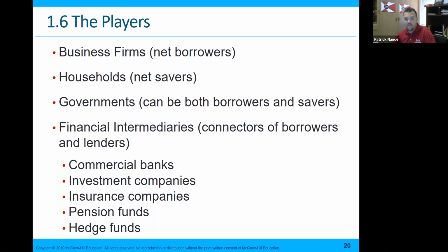And then we have the financial intermediaries, which are the connectors of borrowers and lenders. So they're the ones that set up the deals between the business firms and the households. They're the ones that we make and buy stocks through in order to invest our securities, invest our money. Examples of those: commercial banks, investment companies, insurance companies, pension funds, and hedge funds.